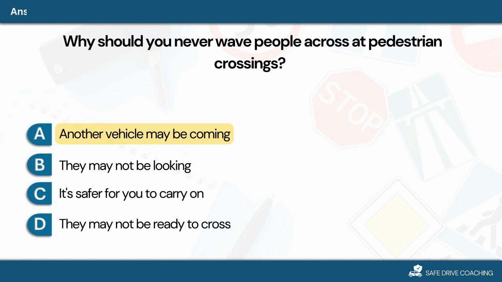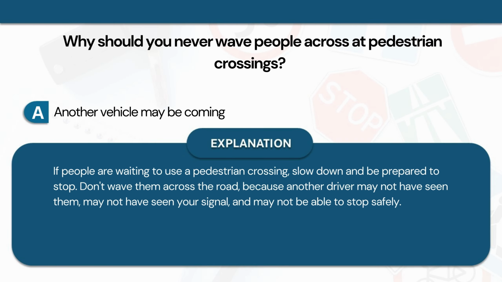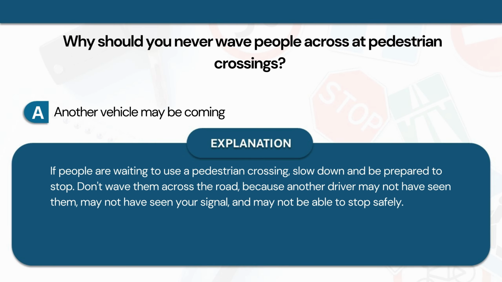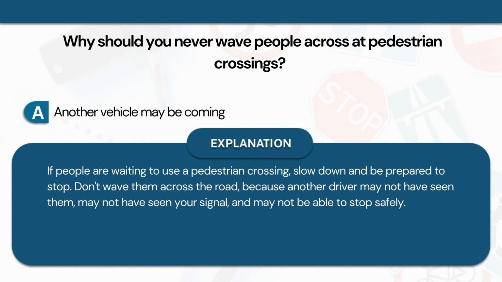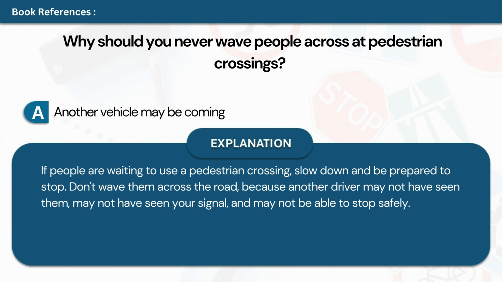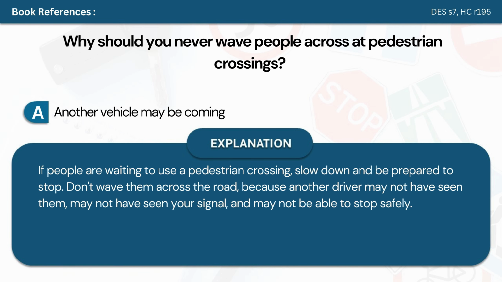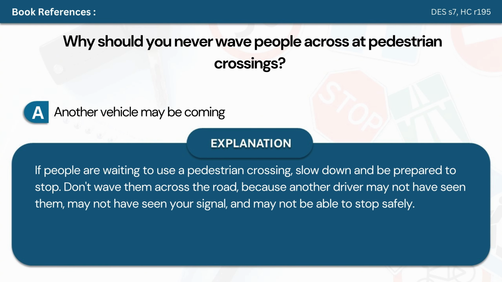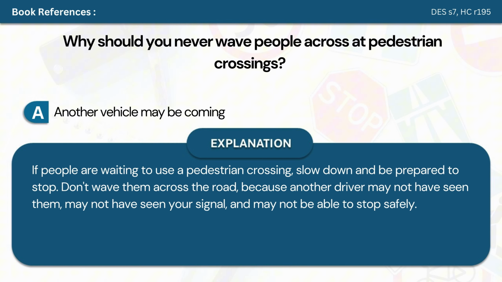The correct answer is A. Another vehicle may be coming. If people are waiting to use a pedestrian crossing, slow down and be prepared to stop. Don't wave them across the road, because another driver may not have seen them, may not have seen your signal, and may not be able to stop safely.